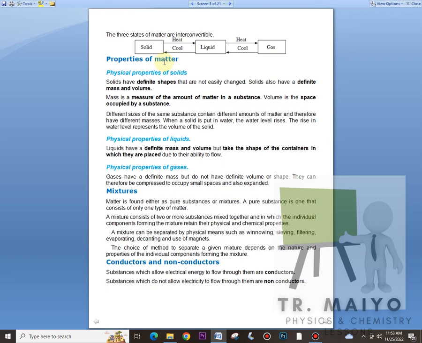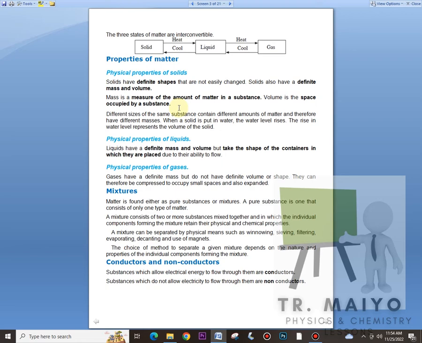Now, properties of matter. Physical properties of matter. We shall not check on chemical properties, but we are just checking on the physical properties. Solids have definite shapes that are not easily changed. It can be changed, yes, but they are not easily changed. Solids also have definite mass and volume. Mass is a measure of amount of matter in a substance. Volume is the space occupied by a substance.